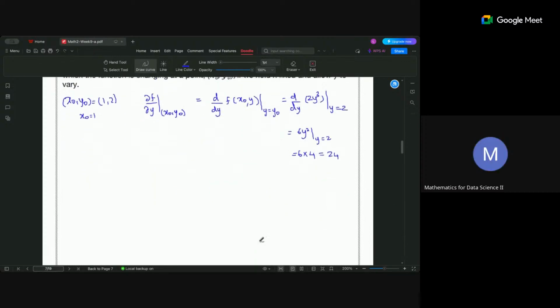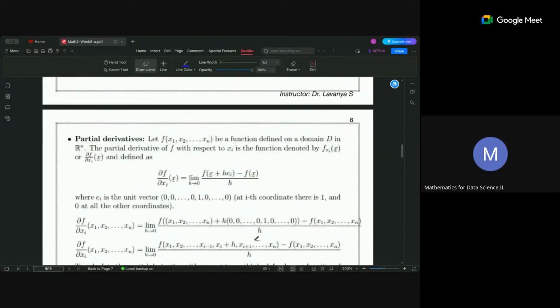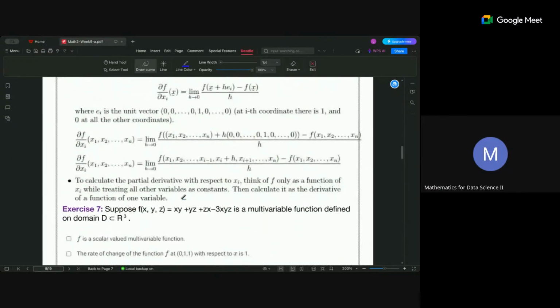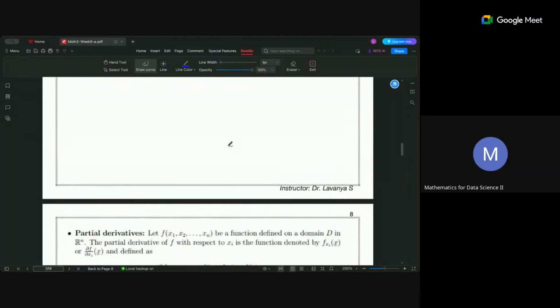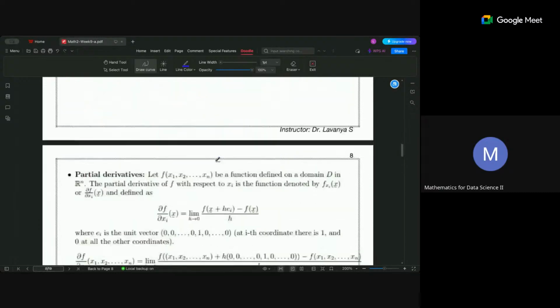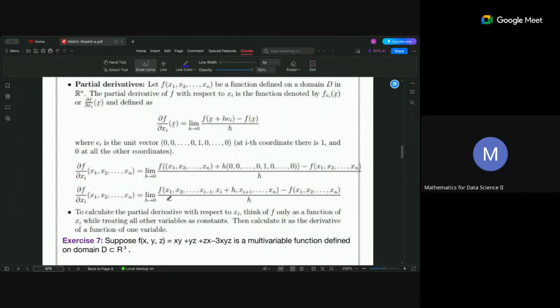Yes? Okay. So in general, now you see that the same definition we saw can be applied for any function of Rn. The limit as h goes to 0 of f of x plus h e_i minus f of x, divided by h. This is the usual limit definition which we saw. Just like we did for functions of 2 variables, if you have a function of n variables and you are calculating the partial derivative with respect to only one variable, then you should consider f only as a function of xi while treating the other variables as constants.